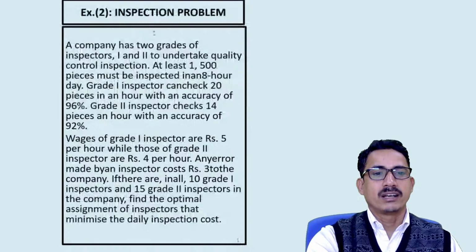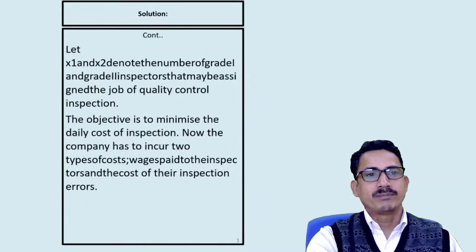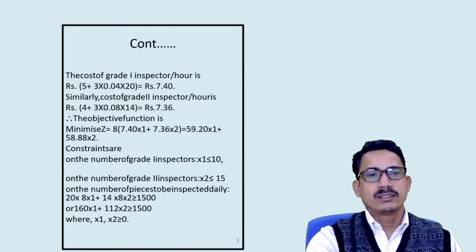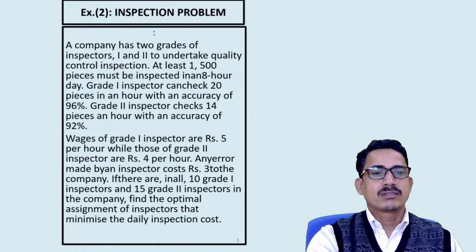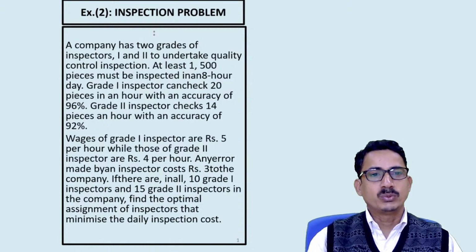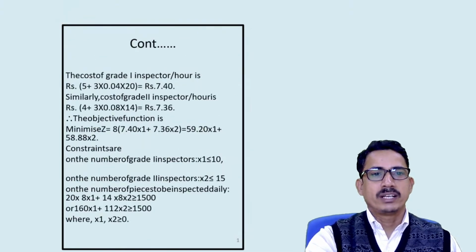You can check in the second paragraph. The wages we are paying for a grade 1 inspector is rupees 5. So 5 plus, the second is what? Error cost, 3 into 0.04 into 20. Why? Let us check. Why is it 3? Because for any error made by an inspector, you have to pay rupees 3 to the company. So 3 into the error made by the grade 1 inspector, which is 4%. 4% is 0.04.